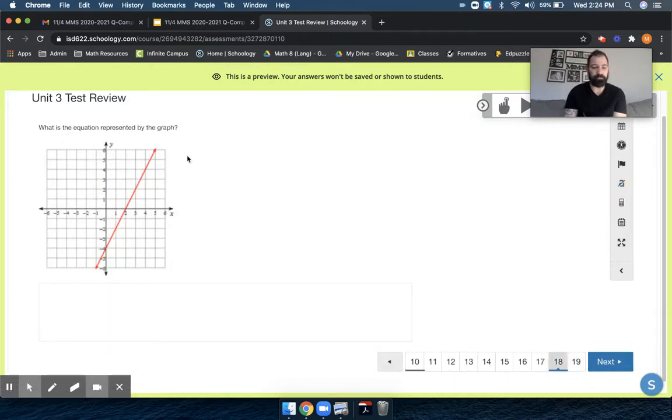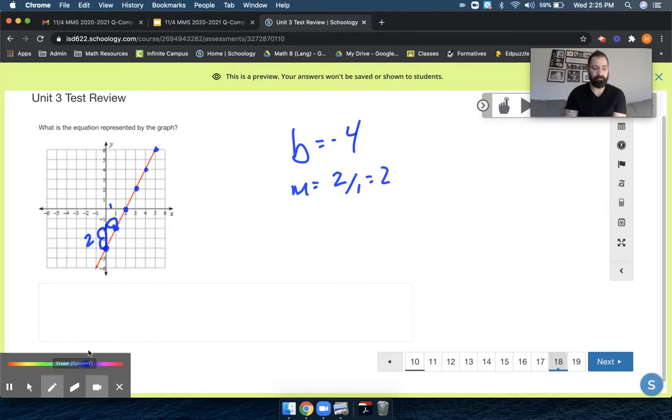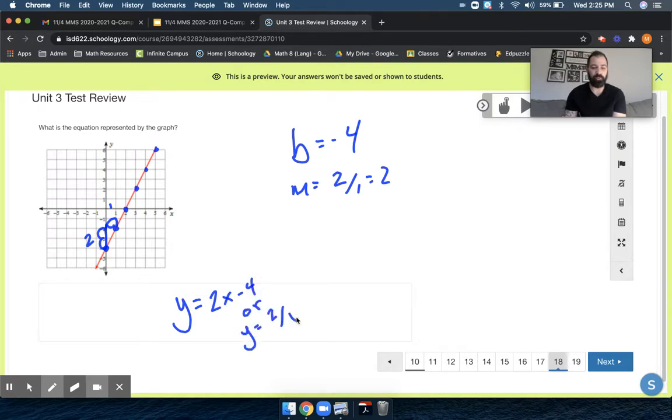All right, number 18. We're going to write the equation based off of the graph. Y-intercept, -4. Our b is -4. Let's pick that lattice point. Pick our closest one, which is right here. There's also some other ones, but I always try to pick the one that is closest. We go up 1, 2, and we go to the right 1. So our slope is 2/1, or just 2, your choice. Rewrite our equation now. Y equals 2x minus 4, or y equals 2/1x minus 4. Either option, both correct.